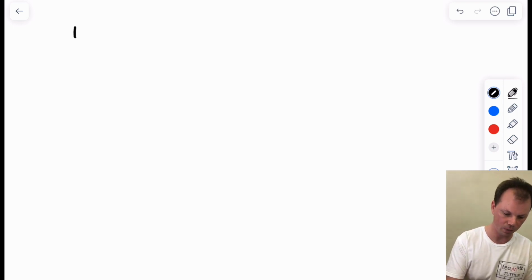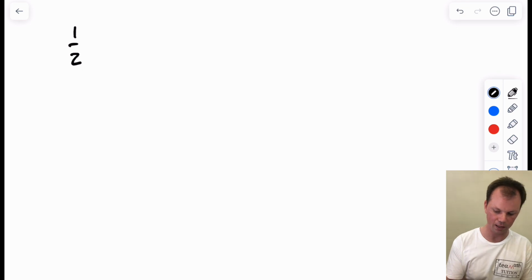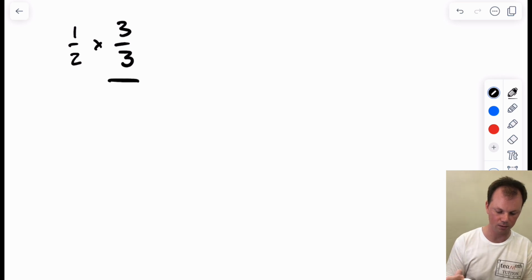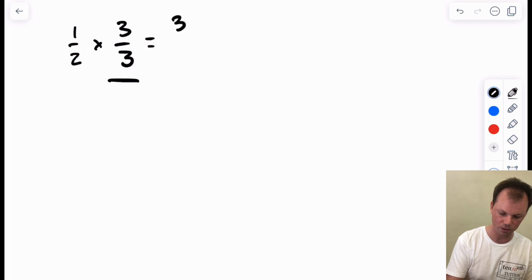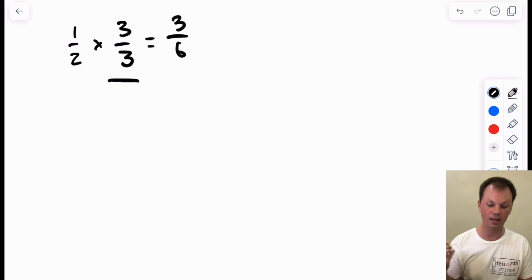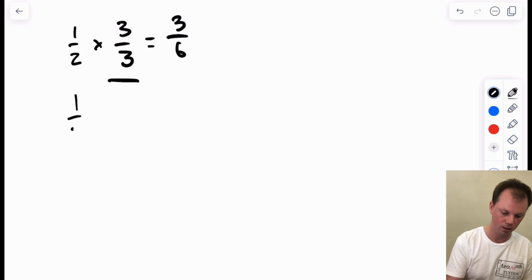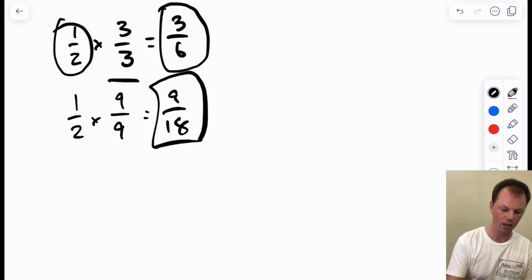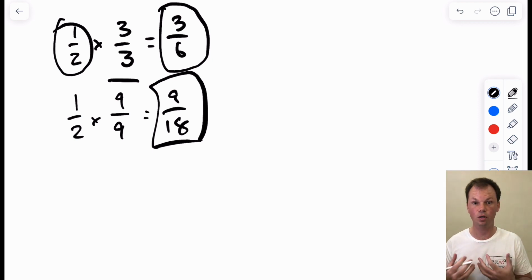So if I had the number half, I can write that in multiple forms by multiplying it by the number 1, 3 on 3 being the number 1. So if I did half times 3 on 3, I'd get 3 on 6. Again, that's equivalent to a half. I could do a half times 9 on 9. Again, all of these numbers are the same thing, right?